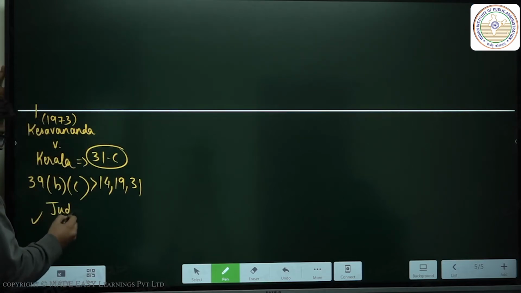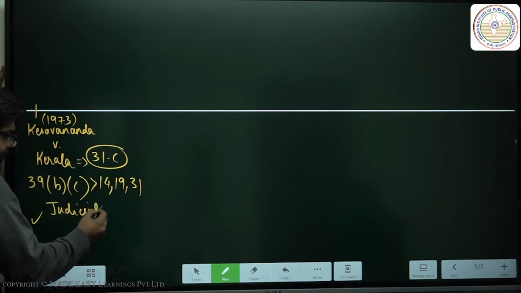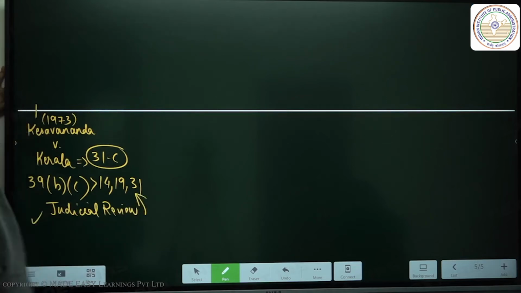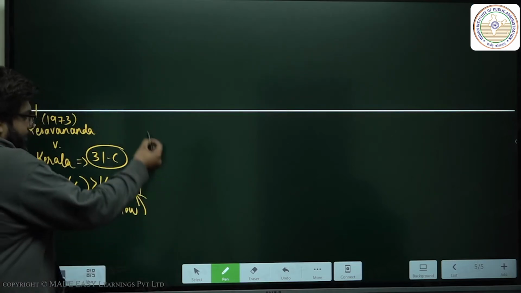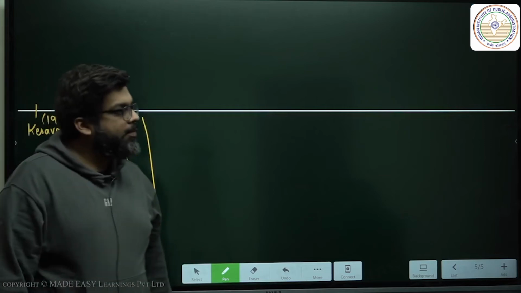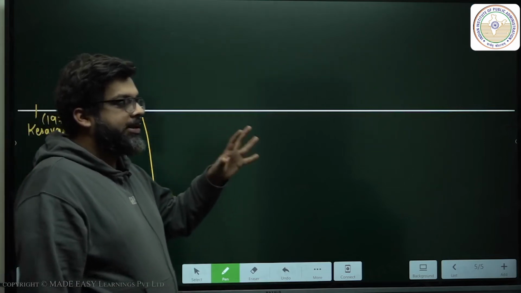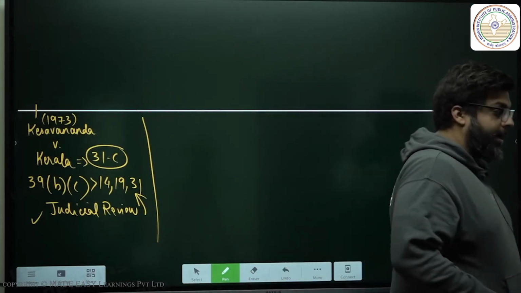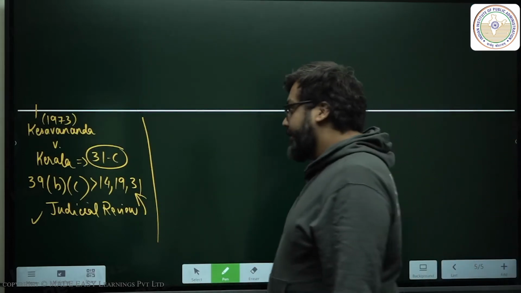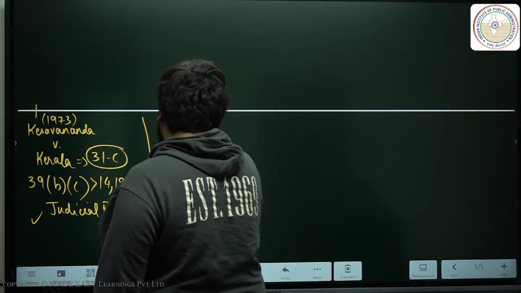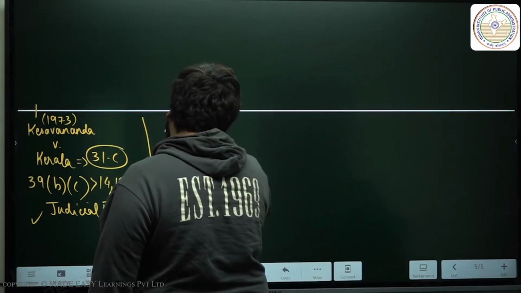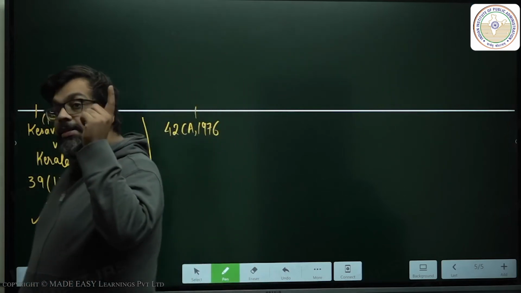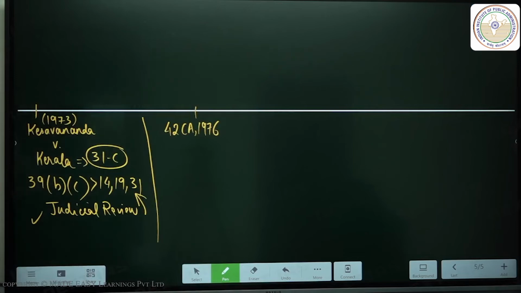So judicial review, or the Supreme Court, can get into this and decide on a case by case basis. Done. The Emergency is coming, right? And then comes the 42nd Constitutional Amendment, 1976. You would remember this from Keshavananda Bharati as well.